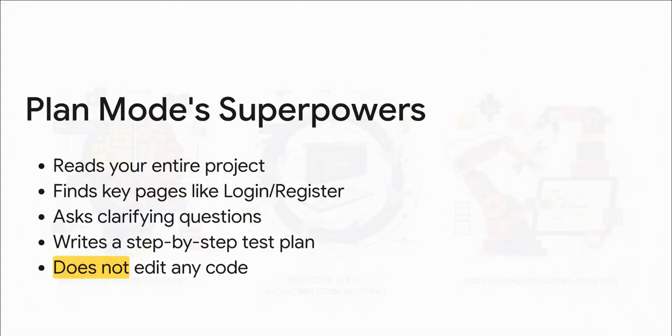The Plan Wizard's superpowers are awesome. It reads your entire project, thinks of all the different ways you could test it, and might even ask you some smart questions to make the plan even better. But here's its most important superpower. It is read-only. That's a fancy way of saying it never, ever changes your code. It only looks. That makes it completely safe. You unlocked your planning power.